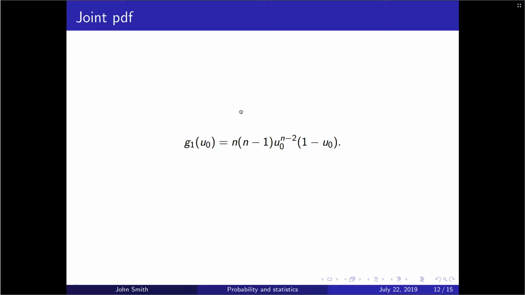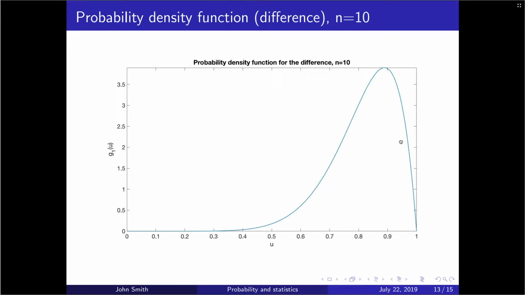All of that effort was made to get to this formula, which finally tells us how the difference between the largest and the smallest value is distributed. Let's see how it looks for a given value of sample size. The graph shows us the density function for the difference in the case when the sample size is 10. So if we take 10 numbers from the unit interval, and then repeat that experiment a large number of times, we expect the difference to be in most cases between 0.8 and 0.9.